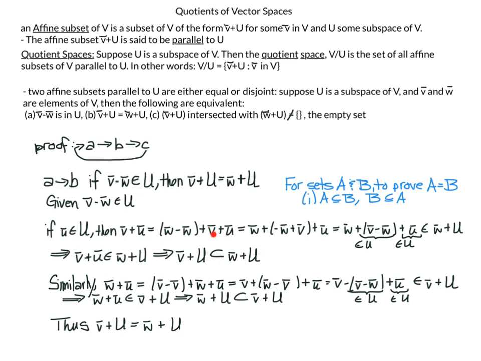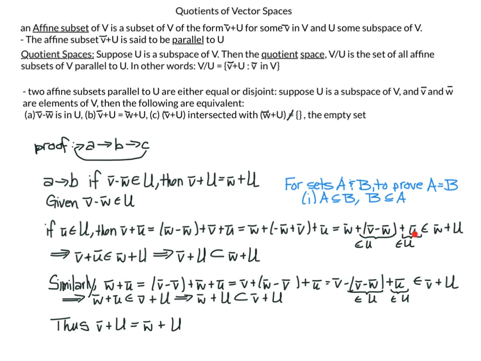So we add them together. We're going to regroup them. So we have W. We're going to group the minus W with V, and then we have our U. We're just going to switch the order of the W and V, which from our assumption is in U. So this is in U. We started off with this vector U is in the subspace U. So that means W plus these two things are from U.